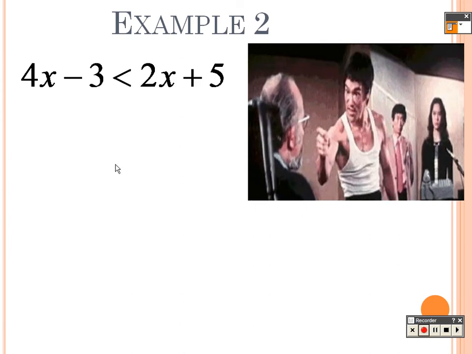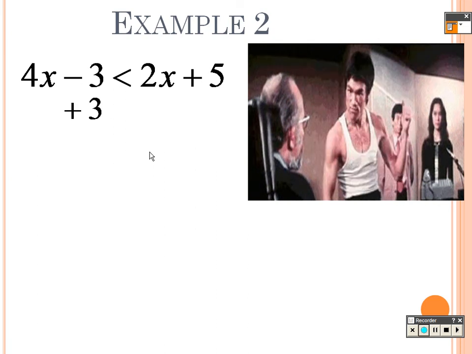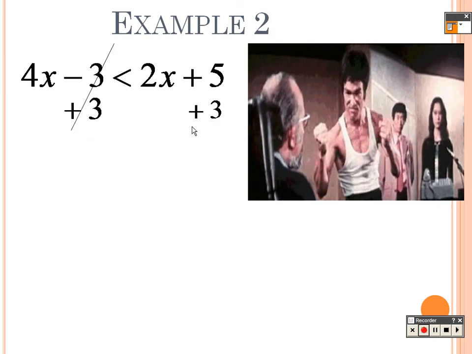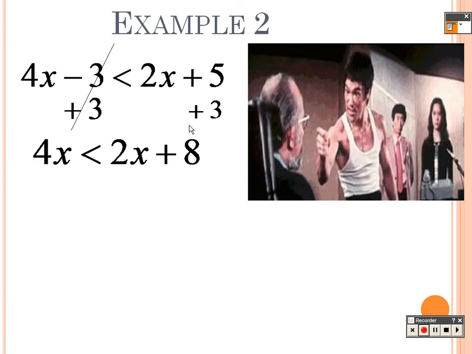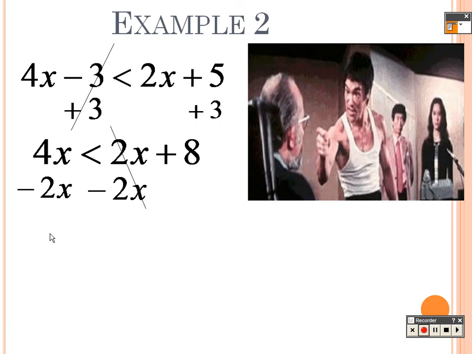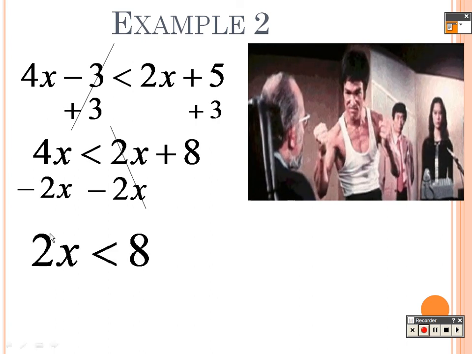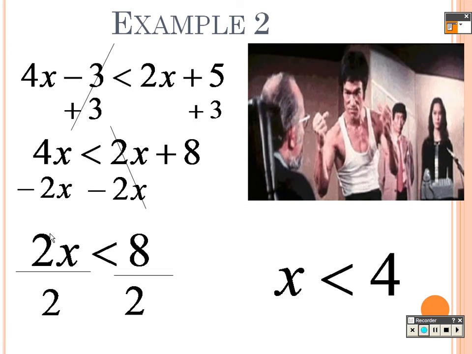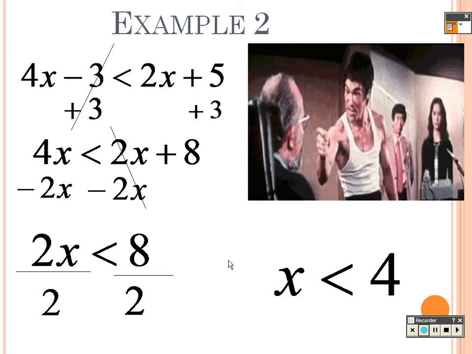So, solving this one, I like to keep things positive if at all possible, so I'm going to move that over this side. That will give me 4x is less than 2x plus 8. And if I move that 2 over there, that's 4 minus 2, so that's 2x is less than 8. So I divide by a positive 2, which means there's no flipping of any signs. So I get x is less than 4 as my answer.